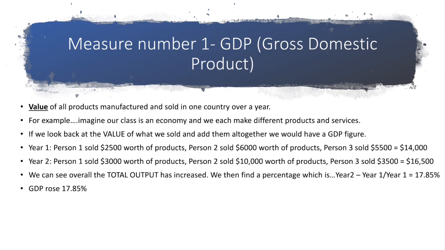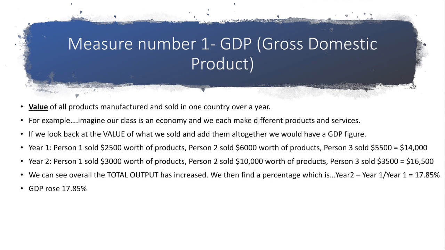So if we just break this concept down, and for example, imagine our class is an economy, and we each make different products and services. So we're all different businesses. And then if we look back over the year and look at the value of what we have sold, and we add that all together, we would have our GDP figure. So it's like the output.